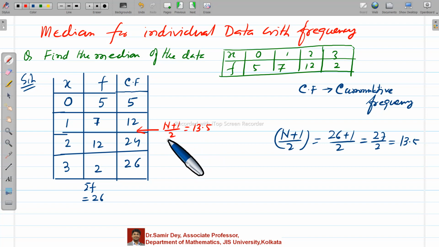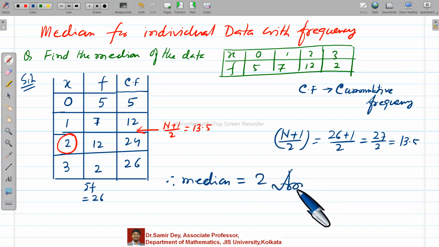Then you have to identify the corresponding next value, just next to that arrow. The next value is 24. Identify the corresponding X. What is the corresponding X? Here. Okay, so in that situation you should write the median is equal to 2. Is it clear?